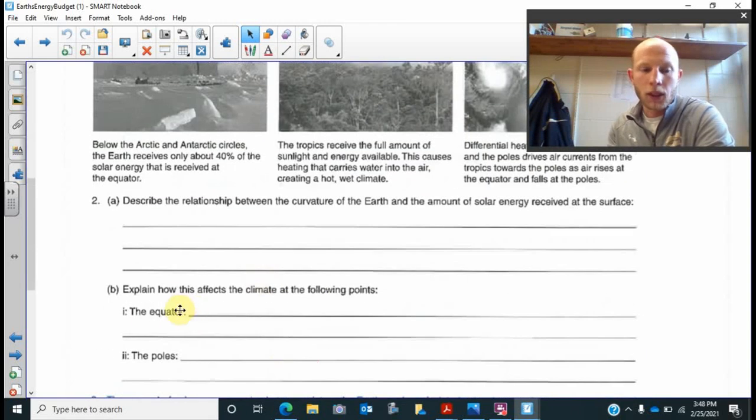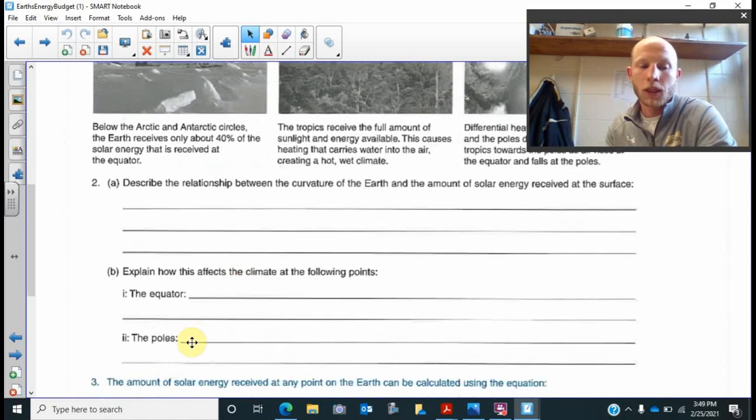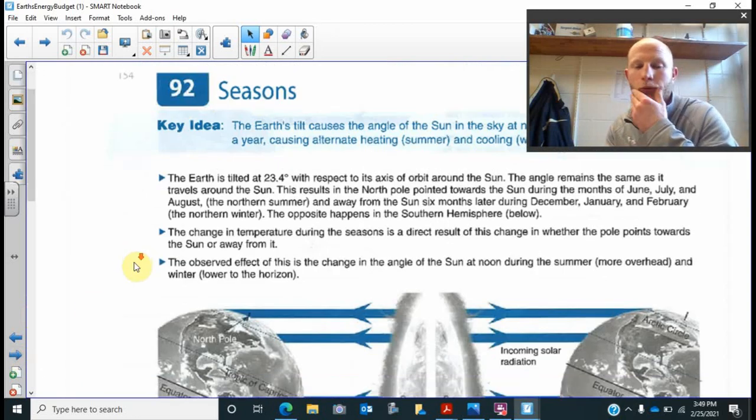And so at the equator, the sun's energy is... I can't talk. I'm sorry. The solar energy is more concentrated on a smaller surface area, so it gets more energy. Here at the poles, the solar energy is spread out more over a larger surface area. There we go. That's what I wanted to say.